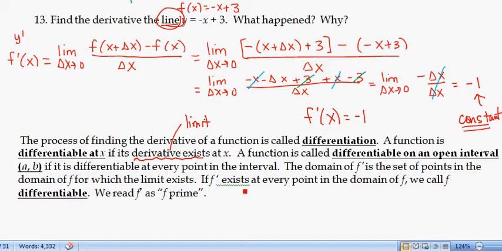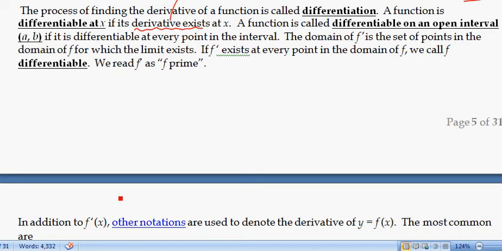This language should sound a lot like what we were talking about with continuity, right? We could say a function is continuous at a point. We could say it's continuous on an interval. And if it's continuous everywhere, we just say it's continuous. So this is the same sort of thing with differentiability. And as we've already said, we read f prime as f prime.